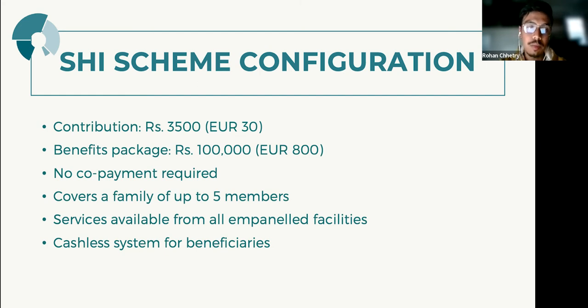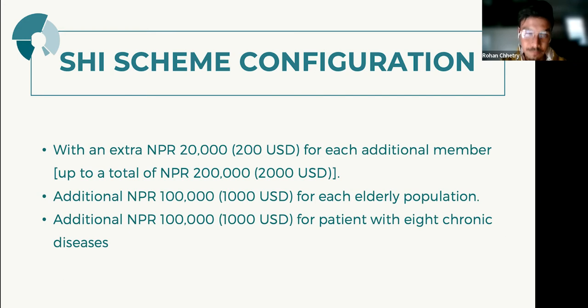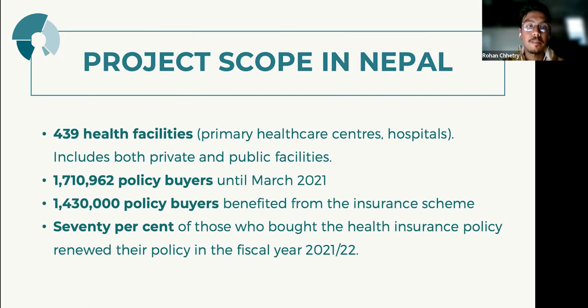No co-payment is required. It covers a family of 5 members, services available, all inbuilt facilities, cashless system for beneficiaries. Now, adding an extra member requires 20,000, which is 200 US dollars, and it can give an insurance of up to 2 lakhs, which is 2,000 US dollars. Additional 1 lakh for each elderly person, and additional 1 lakh for patients with 8 chronic diseases, which are listed by the government. Now let's talk about the project scope in Nepal.